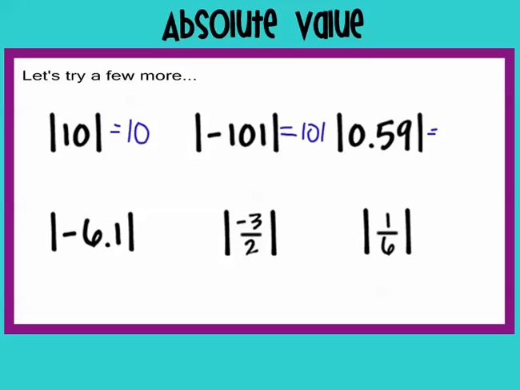We can use this same type of thinking on decimals and fractions as well. So the absolute value of 59 hundredths would be 59 hundredths, the distance between 0 and 59 hundredths. For -6 1/10, the absolute value would be 6 1/10. The absolute value of -3 1/2 is going to be 3 1/2. And the absolute value of 1/6 is going to be 1/6.